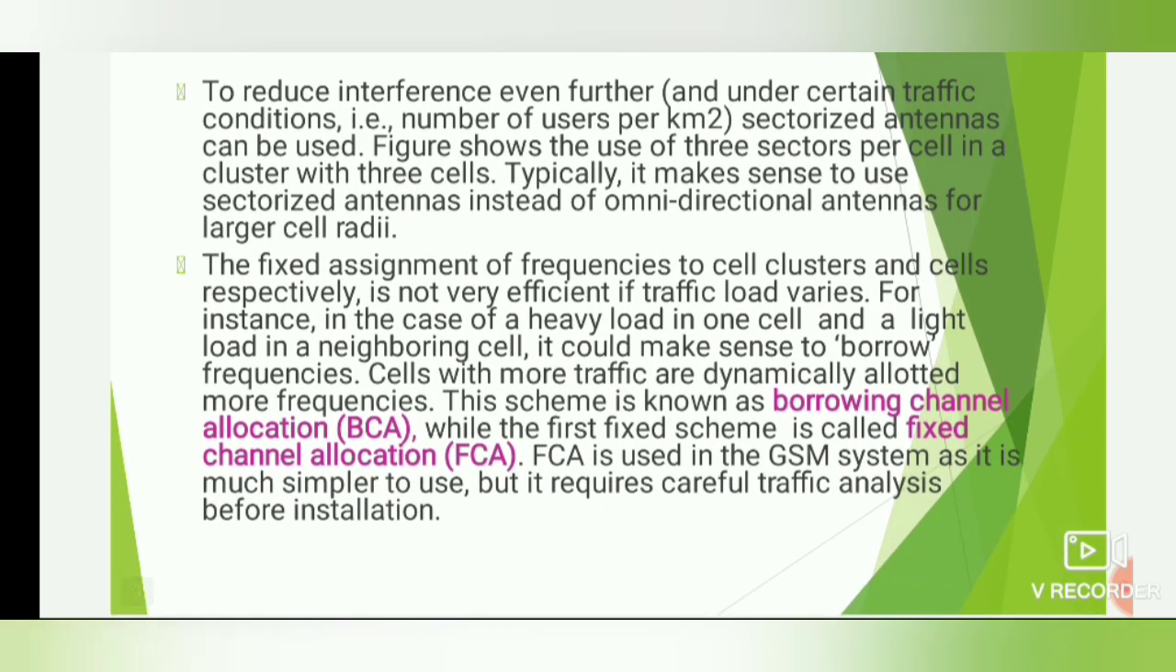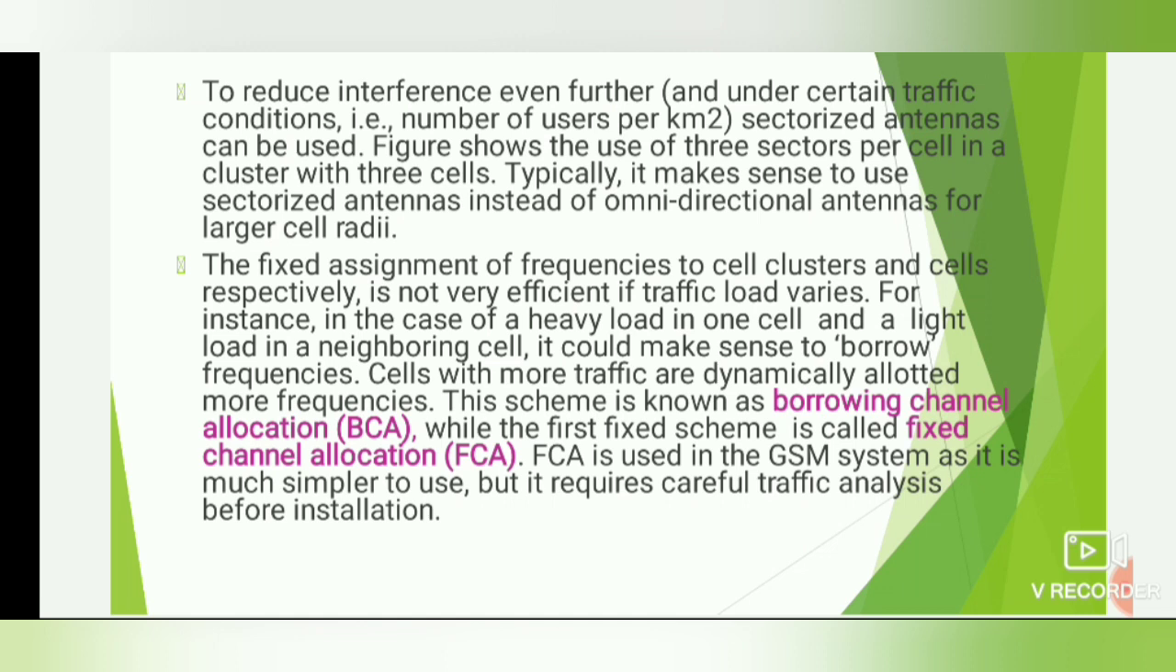To reduce the interference even further, sectorized antennas can be used. The figure shows the 3 sectors per cell in a cluster with 3 cells. Typically, it makes sense to use sectorized antennas instead of omnidirectional antennas for larger cell radii.